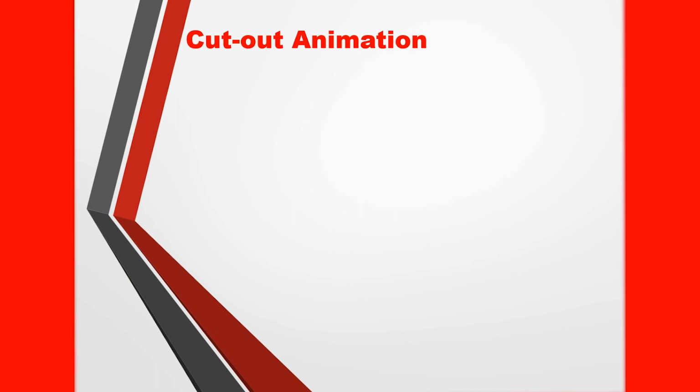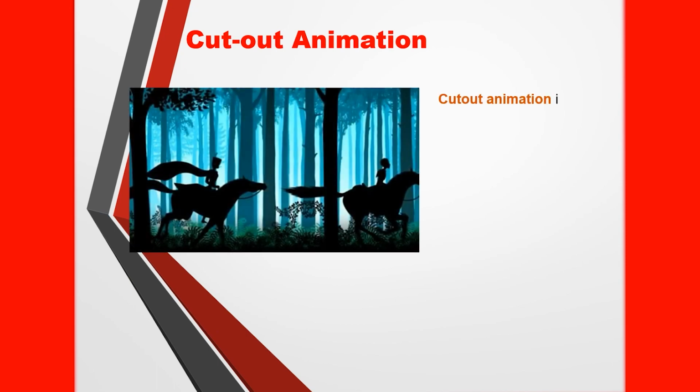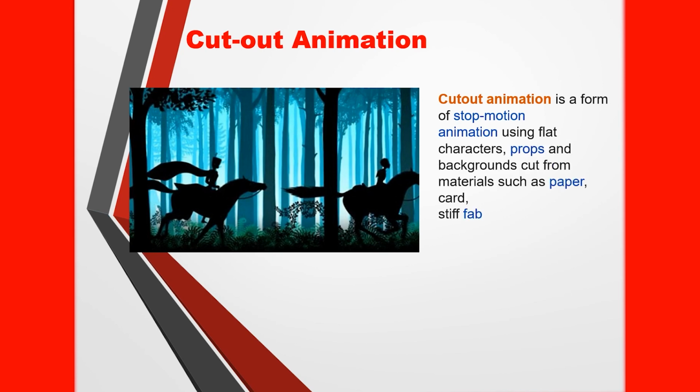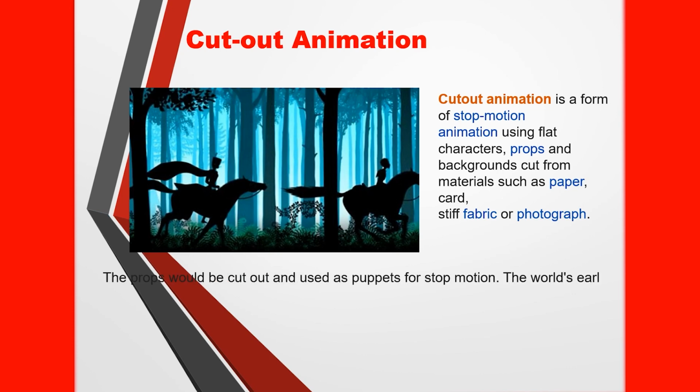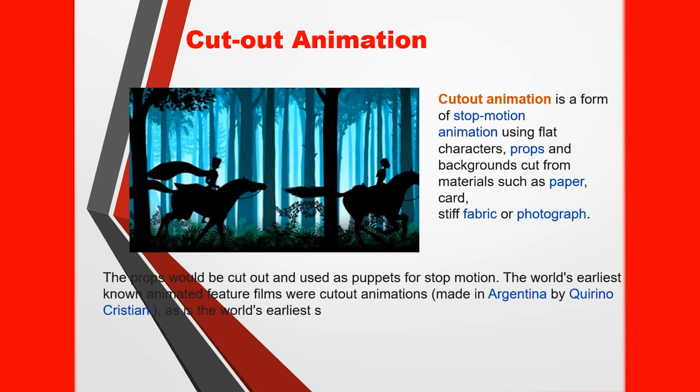Next is cutout animation. Cutout animation is a form of stop-motion animation using flat characters, props, and backgrounds cut from materials such as paper, cards, stiff fabric, or photographs. The props would be cut out and used as puppets for stop motion. The world's earliest known animated feature films were cutout animations, made in Argentina by Quirino Cristiani, as is the world's earliest surviving animated feature, Die Abenteuer des Prinzen Ahmed, 1926, by Lotte Reiniger.